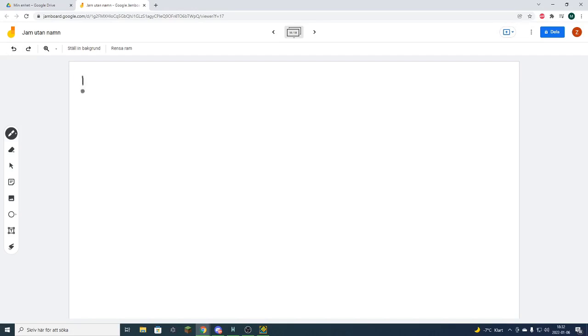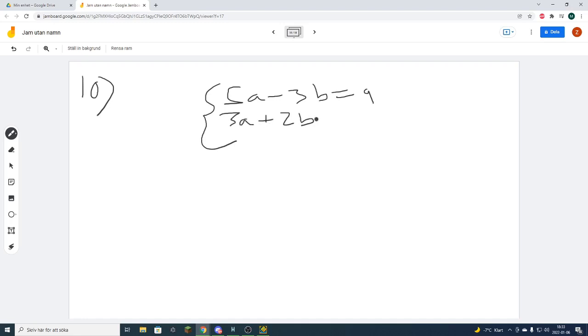Okay, on to question number 10, which is a simultaneous equation, and that looks absolutely horrendous. I didn't make it much better. We have 5a minus 3b is equal to 9, and then we have 3a plus 2b is equal to 13, and then we have a plus b is equal to what, and we want to find a plus b. So this is what we have.